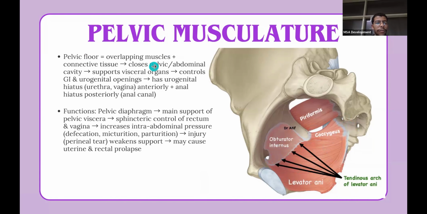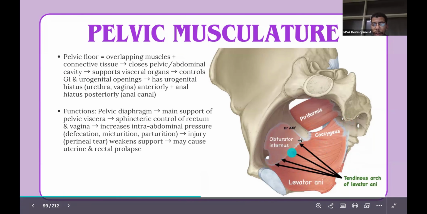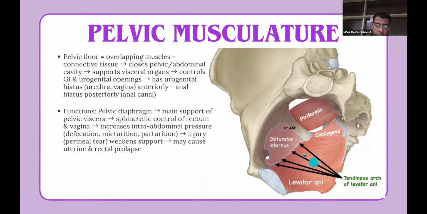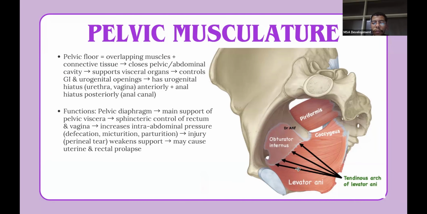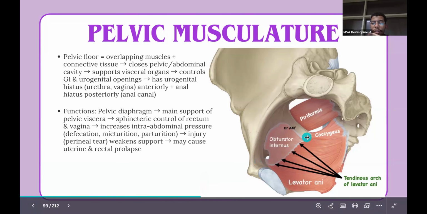Let me just make sure I didn't miss anything. Here we have the tendinous arch of the levator ani. So levator ani attaches to the obturator. The obturator internus is behind; this is the top part of the obturator internus, and then it continues downwards below the levator ani. The levator ani attaches at the obturator internus, and it forms something called the tendinous arch.